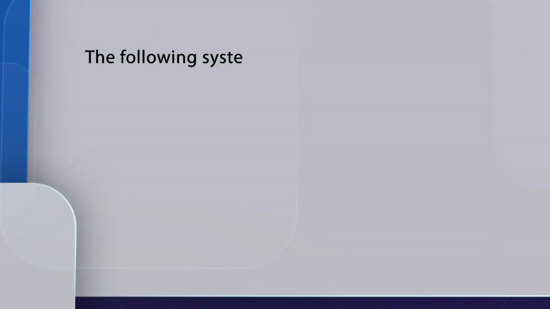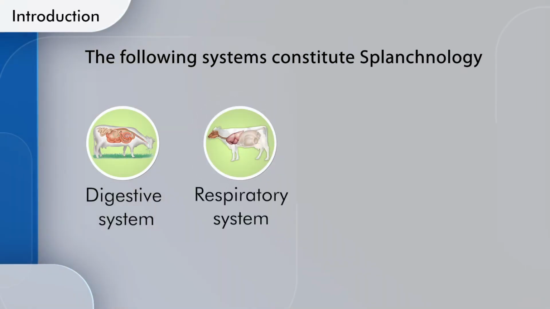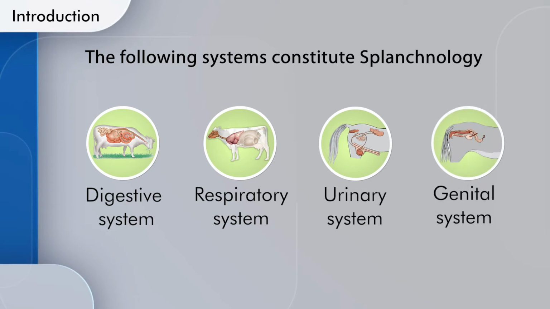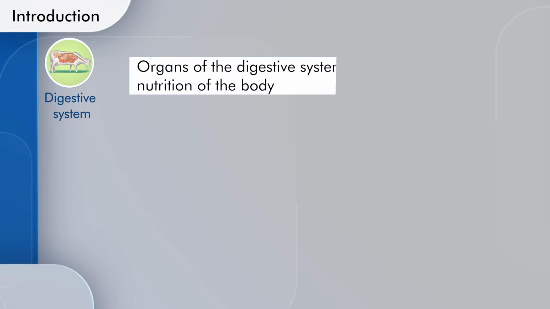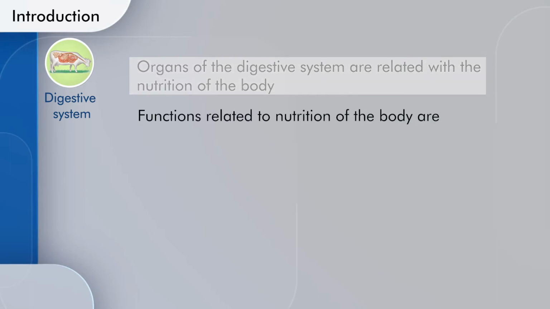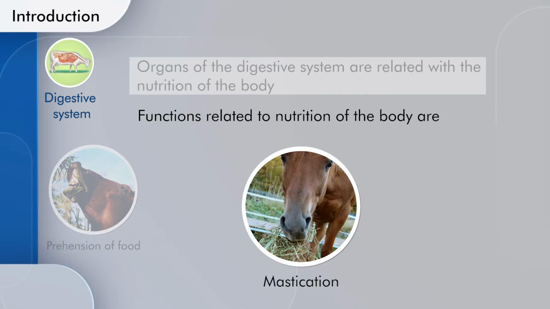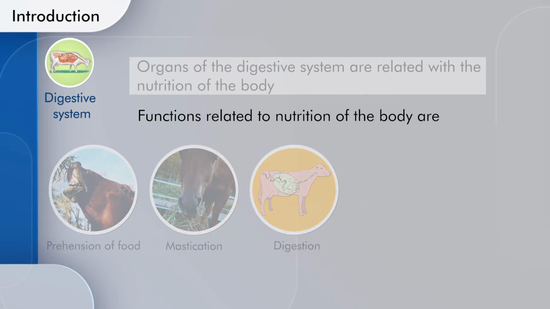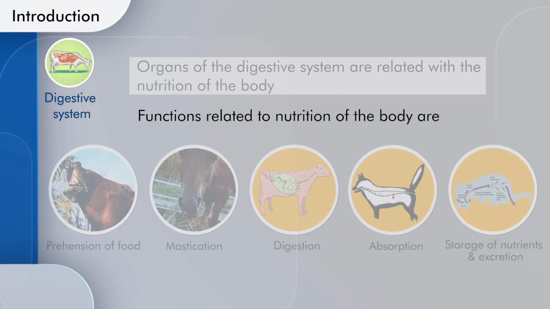The following systems constitute splanchnology: digestive system, respiratory system, urinary system, genital system. We will focus now on the digestive system. Organs of the digestive system are related with the nutrition of the body. Functions related to nutrition of the body are prehension of food, mastication, digestion, absorption, initial storage of the nutrients released during digestion, and excretion of solid waste.